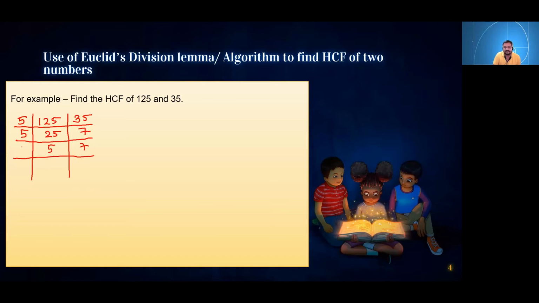Next. Again, we will write 5 and write 7 as it is. 5 ones are 5 and 7 as it is. Next, now we will divide by 7. 7 ones are 7 and here also 1 will come. Now what is the HCF here? 5. How? Because by 5, both the numbers are divisible. From these factors, we have to get the HCF, right?